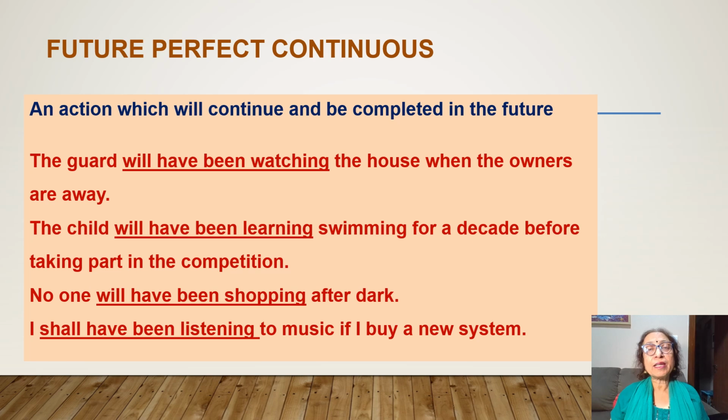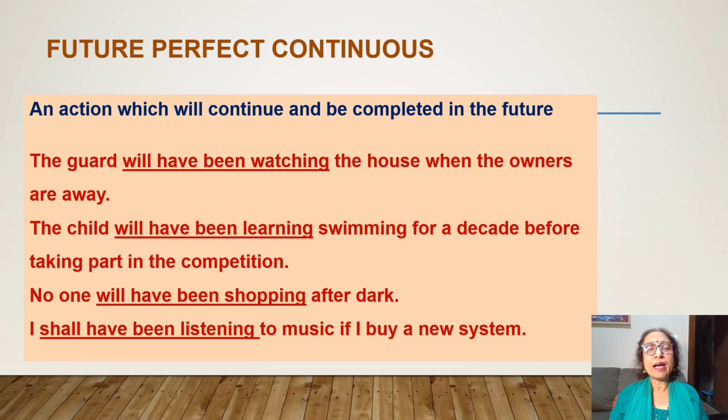So since this is completely in the future, it has no reference to the present or the past. We cannot say that it will happen for certain. Nobody knows the future. Therefore, we use this tense rarely. The guard will have been watching the house when the owners are away. So once the owners come, action will be complete, watching will finish, and since they are away for a period of time, the guard has to continue watching. So continuous and perfect, both in the future, we don't know whether it will happen or not.